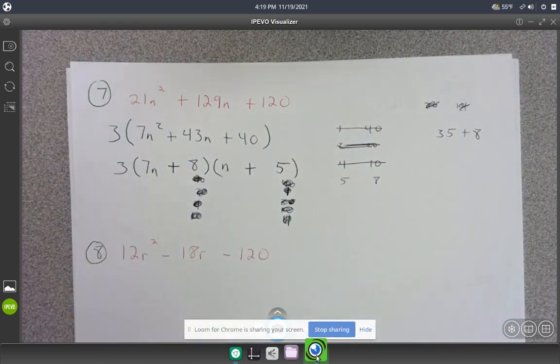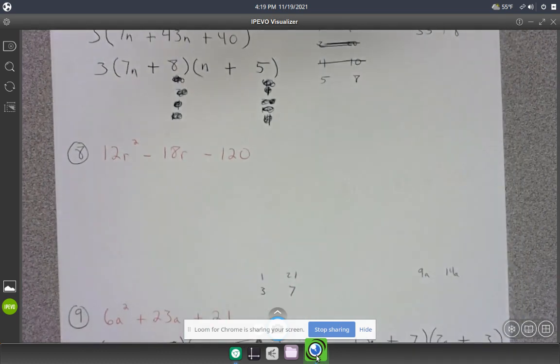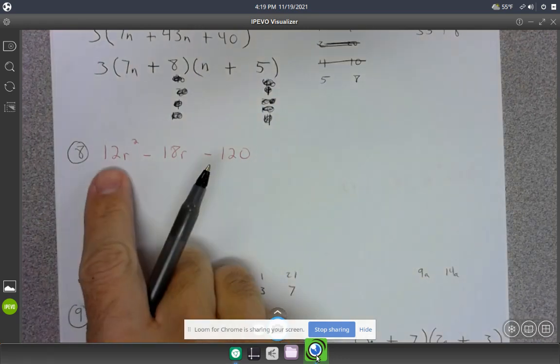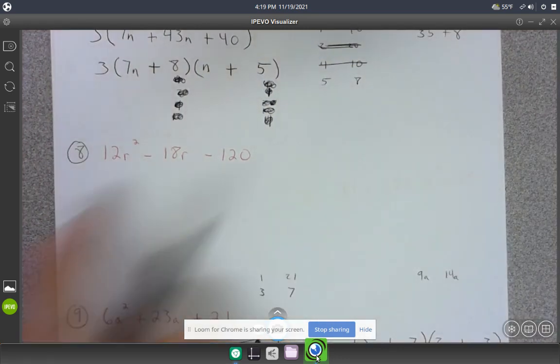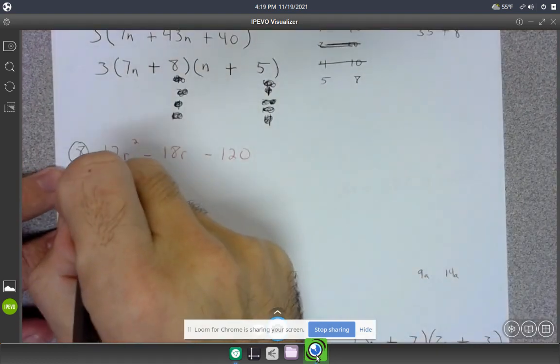Okay. Number 8, same thing. I'm going to factor out the GCF first. I can't factor out a 12 because 12 doesn't go into 18. My other factors of 12, I know a 2 could work. 3 goes into all of those. Well, if 2 and 3 both go into them, I know 6. 6 will go into them. And that is going to be my GCF here.